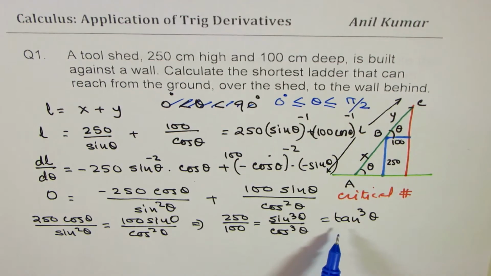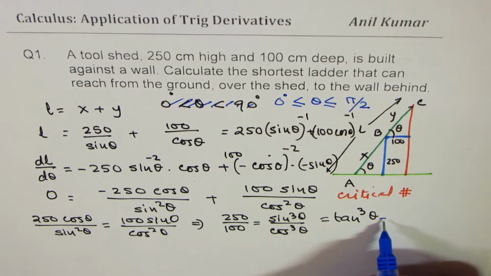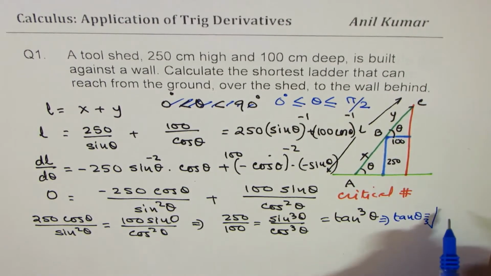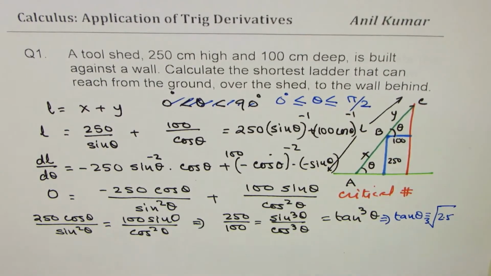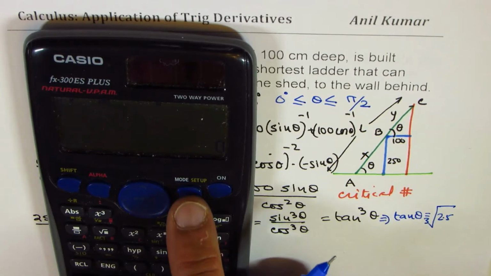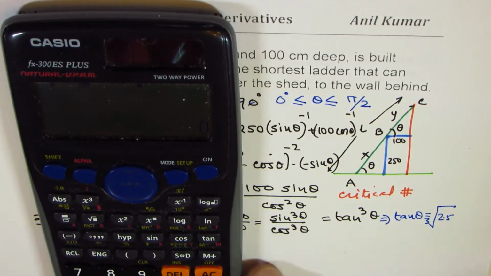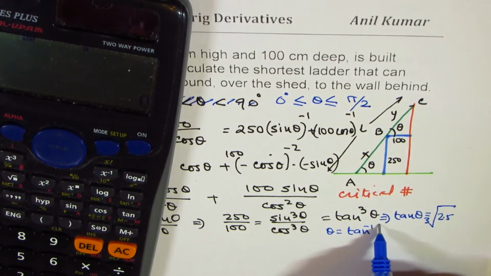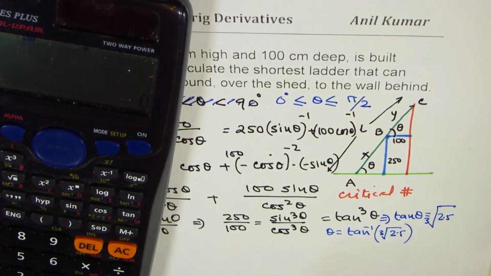Now, let's find what angle theta is. So we know tan theta is cube root of 2.5. So this gives tan theta equals cube root of 2.5, right? And let's convert our calculator to radians. So that gives you radians. Now theta is equal to tan inverse of cube root of 2.5. Is that clear? Okay, let's do it.